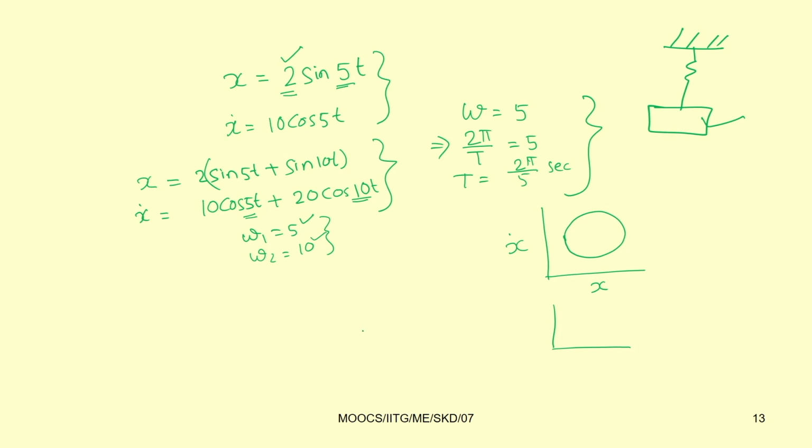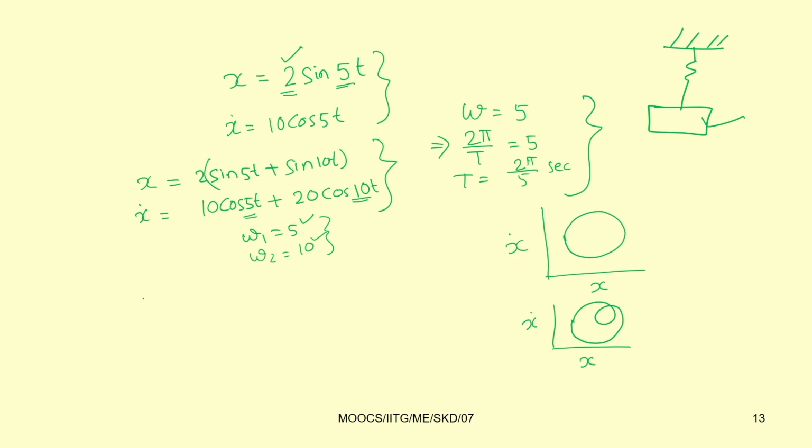So you have two frequencies, but you just see the ratio of the frequencies is an integer. If the ratio of the frequencies is an integer, then you will get a periodic response also, but the shape will be like this. You can plot this and verify the shape.